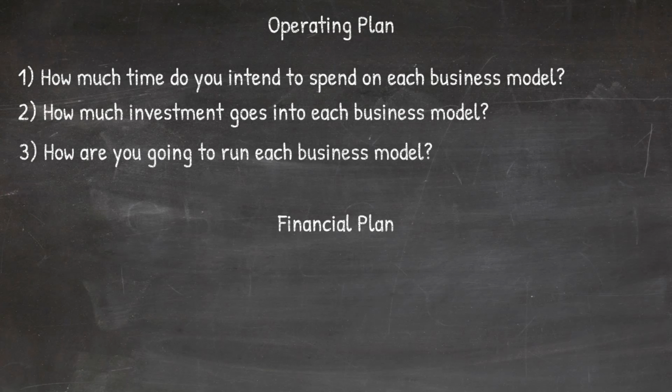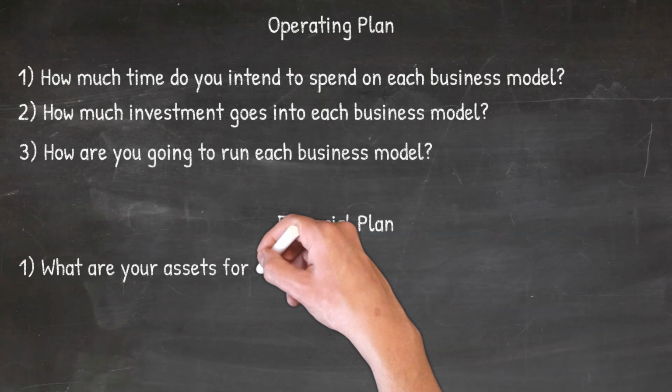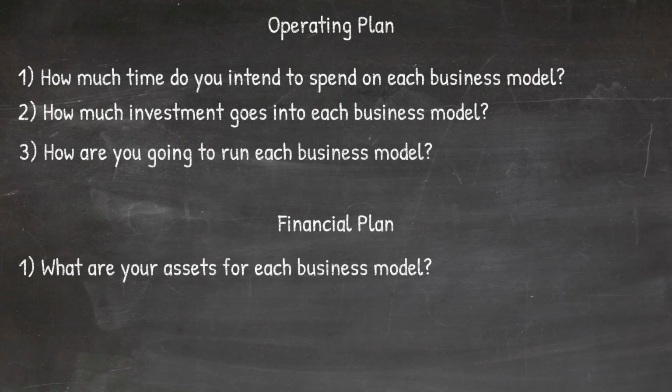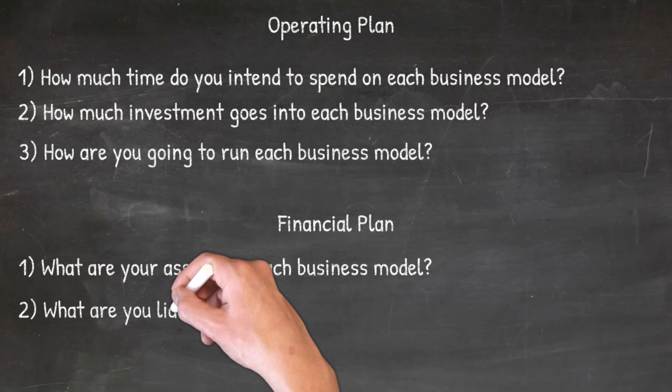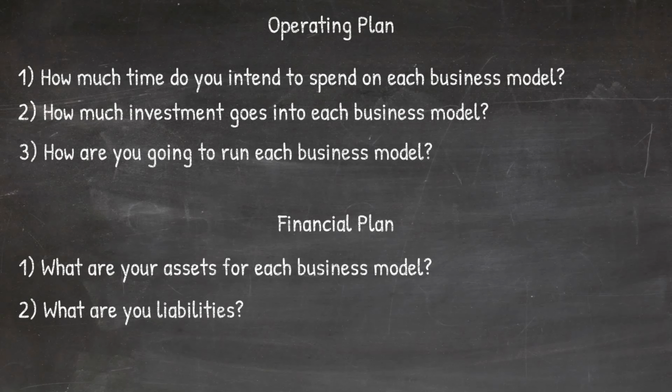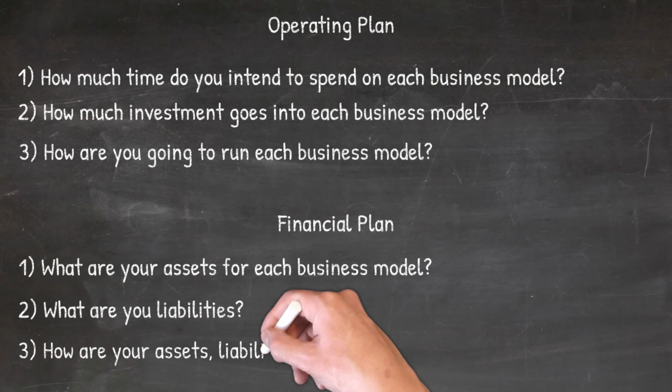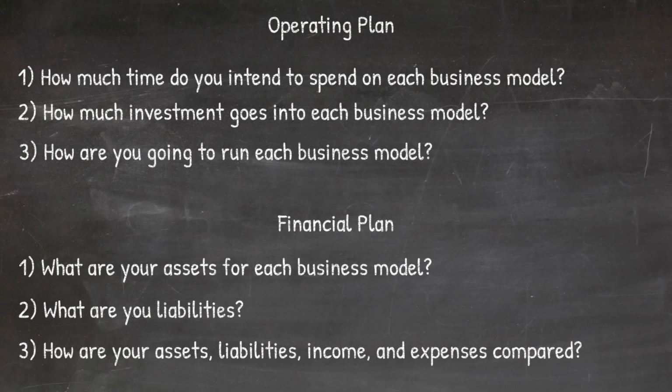The financial plan includes information about your overall desired financial situation. It draws out a picture of how your income comes in and your expenses go out. Answer the following questions. What are your assets for each business model? What are your liabilities? How are your assets, liabilities, income, and expenses compared? Then summarize the above into an operating and financial plan summary for each business model.